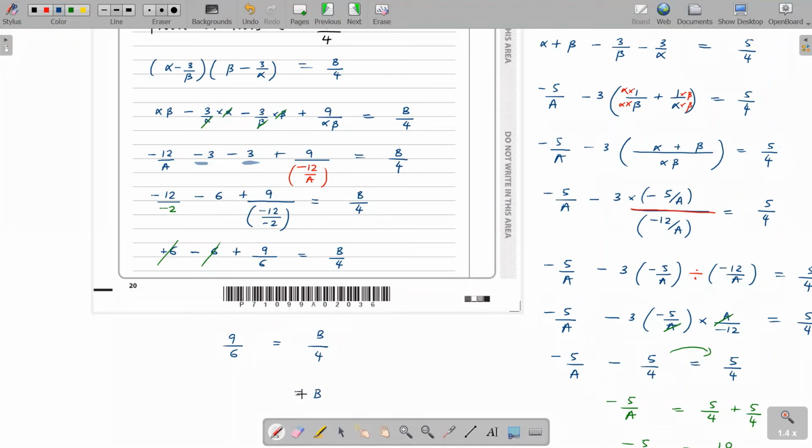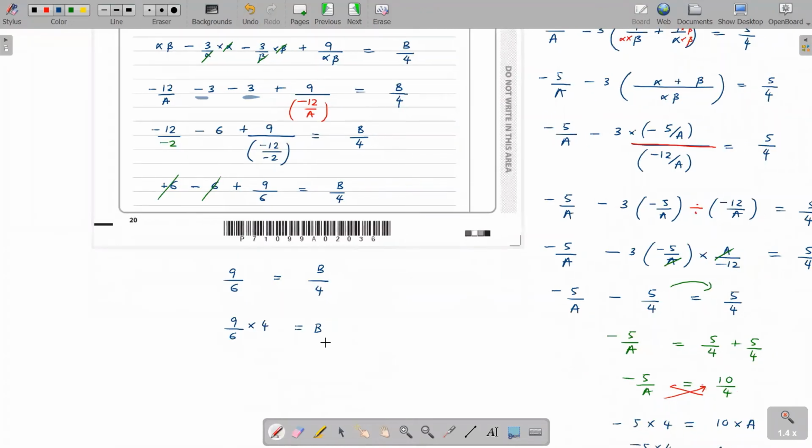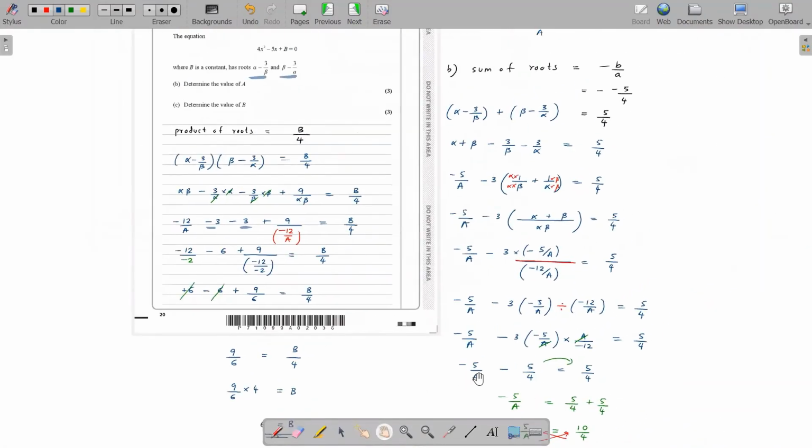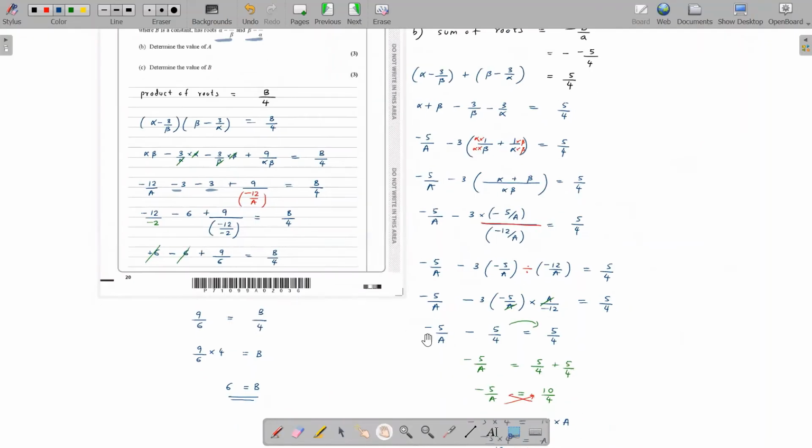B equals, the 4 goes as a multiplication, 9 over 6 into 4. Can I know the simpler answer for B? 9 over 6 into 4 is 6. B is equal to 6. Yeah. So that's it. So determine the value of B. The value of B is equal to 6. Are you clear with this?